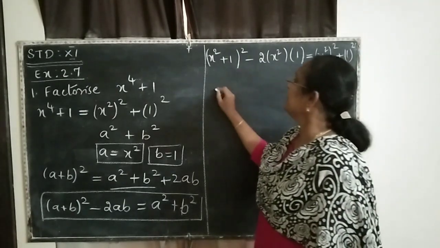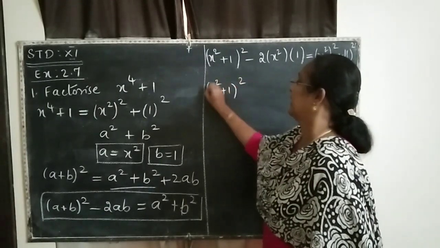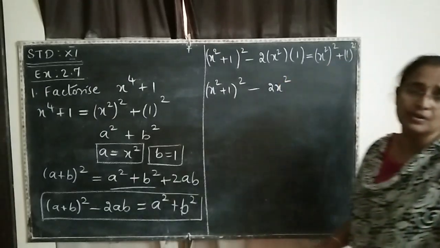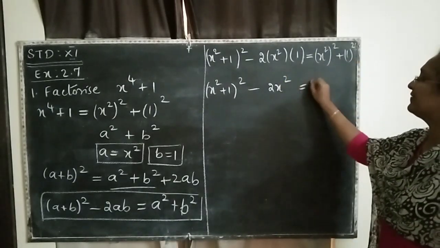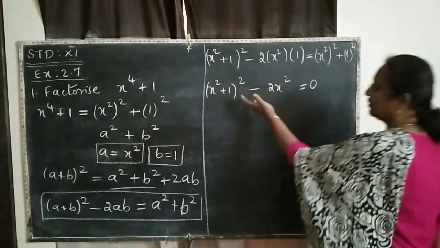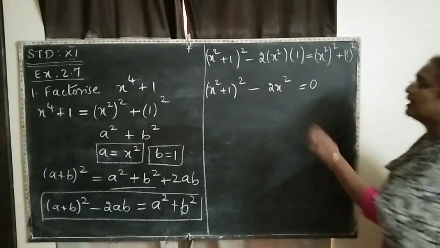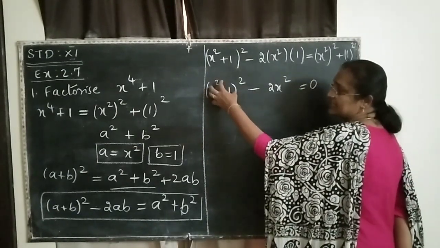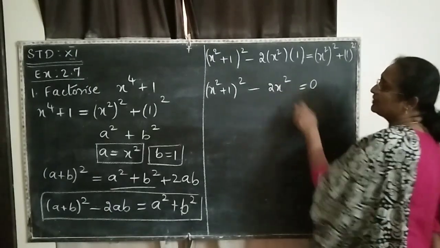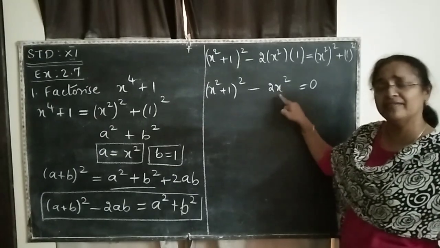Okay, now let's see. Now we have x squared plus 1 the whole square minus 2x squared. Yes or no? Because we are going to factorize it, yes, we are going to factorize it. So in order to factorize it, I can substitute it equal to 0. Now look into this. This term, the whole squared, minus 2x squared. Now this square belongs only to this. This is very, very important.